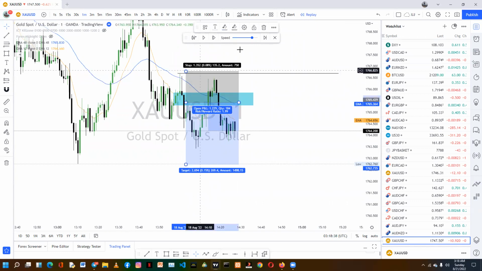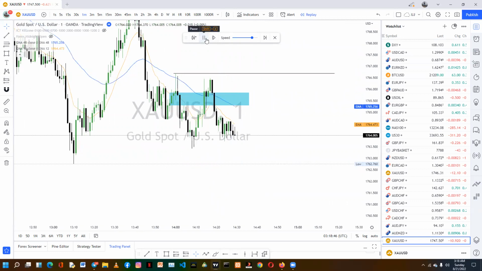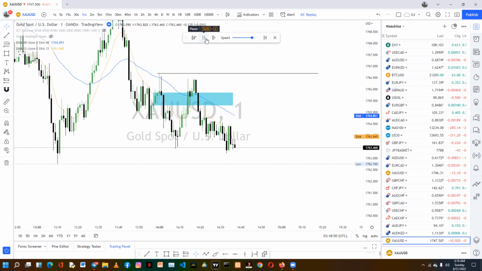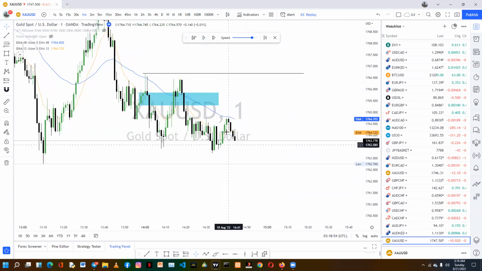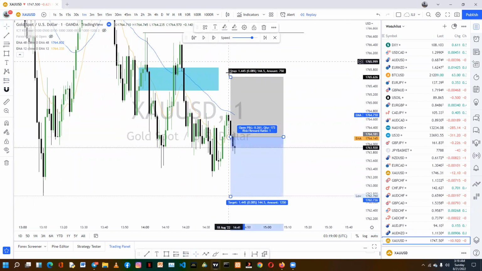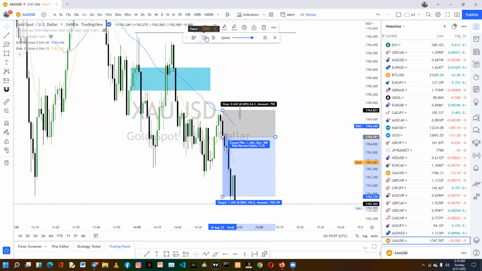Let me take this one. I'll put it back. After the close below the moving average, you can have a trade here and a stop loss there. So you have price coming back to the 48 moving average again. You have an entry around this level and a stop loss up here.